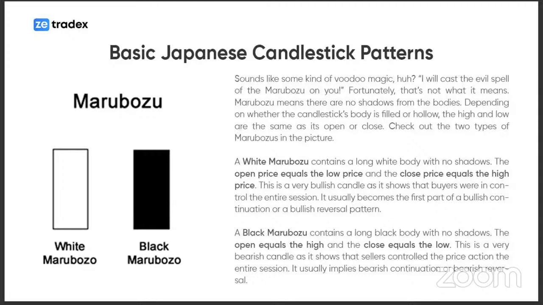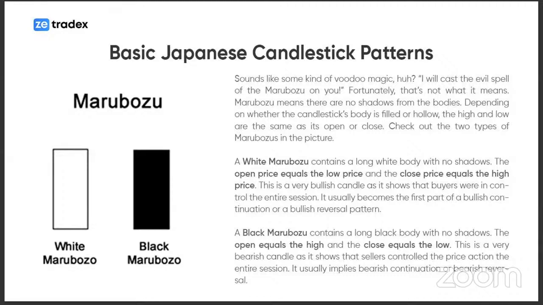So we can say, depending on whether the candlestick body is filled or hollow, the high and low are the same as its open and close. Check out the two types. Without wicks, a white Marubozu contains a long white body without shadows. The open price equals the low price and the close price equals the high price. This is a very bullish candle. As it shows the buyers were in control the entire session, it usually becomes the first part of a bullish continuation or bullish reversal pattern.